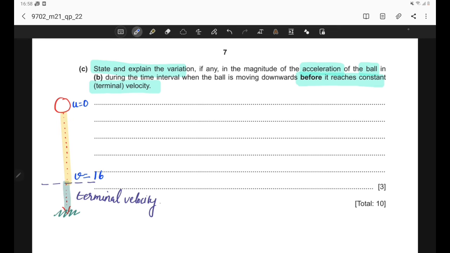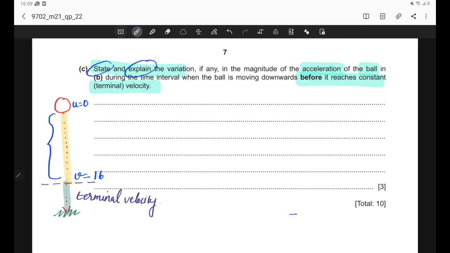So we can find out that during this section, as the velocity increases, there must be an acceleration. But how is this acceleration? Is it increasing or decreasing? And we need to state it and explain it.